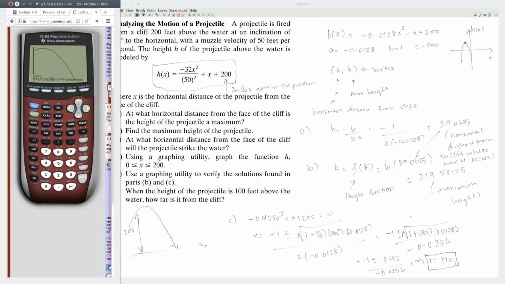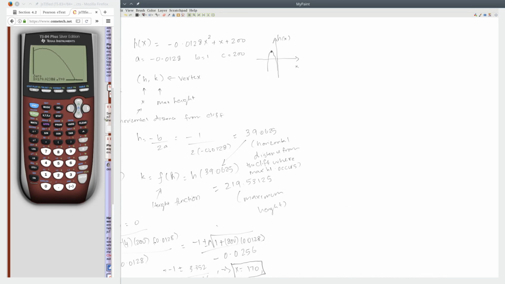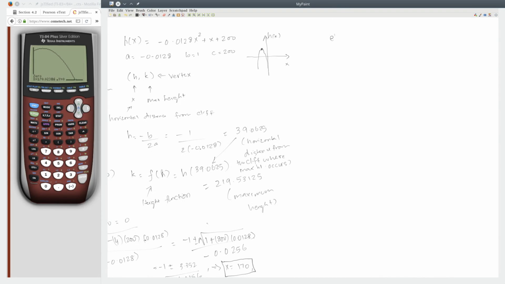When the height of the projectile is 100 feet above water, how far is it from the cliff? So the height is given. Now we are trying to find the distance from the cliff. So our height function is minus 0.0128 x squared plus x plus 200. The height is 100. So 100 would equal minus 0.0128 x squared plus x plus 200. So 0 would be equal to minus 0.0128 x squared plus x plus 100.